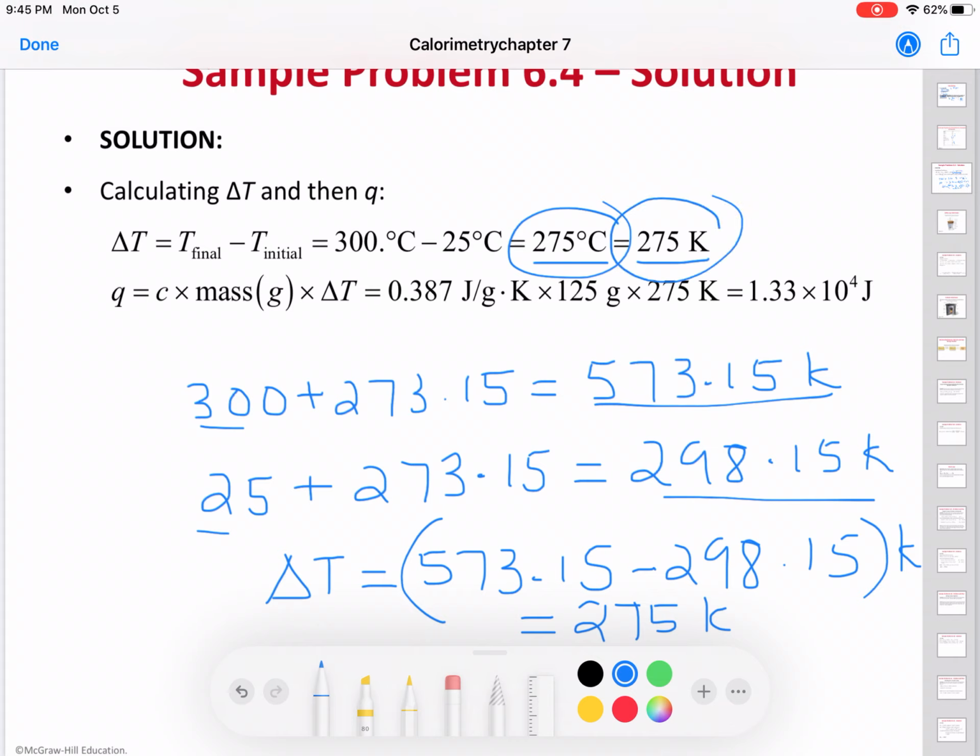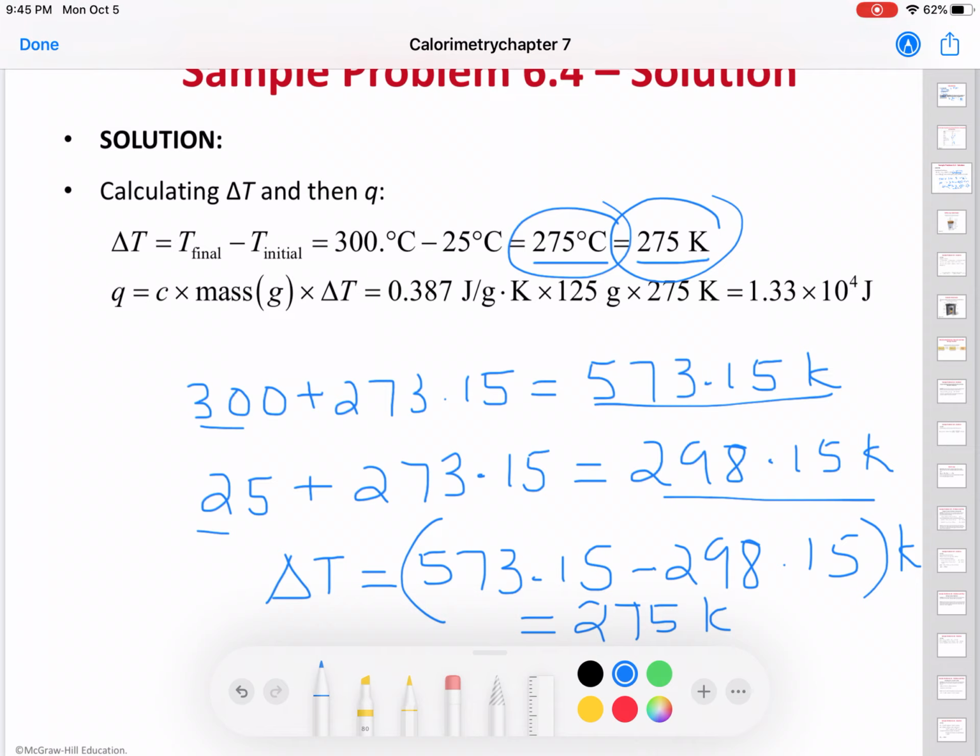Okay, so you do not need to convert it to Kelvin. You can keep it in Celsius if it involves subtraction or addition. But if it involves multiplication or division, you need to convert it to Kelvin if needed. Okay. Now, I just wanted to show you that it's okay keeping in Celsius.